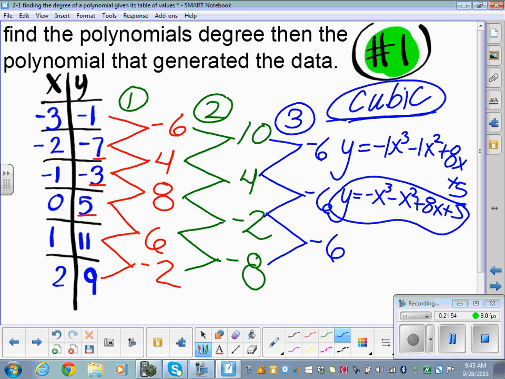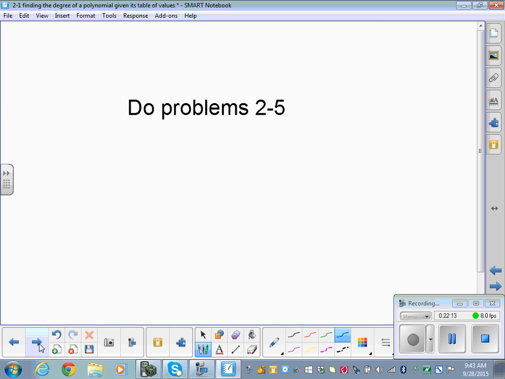Now do problems 3 through 4. Do problems 2, 3, and 4. Thank you. Has everybody got this down? So I can go to my next page. Do problems 2 through 5.